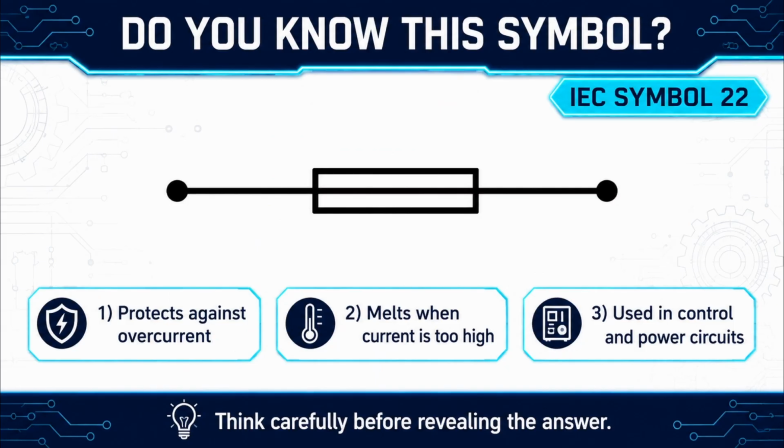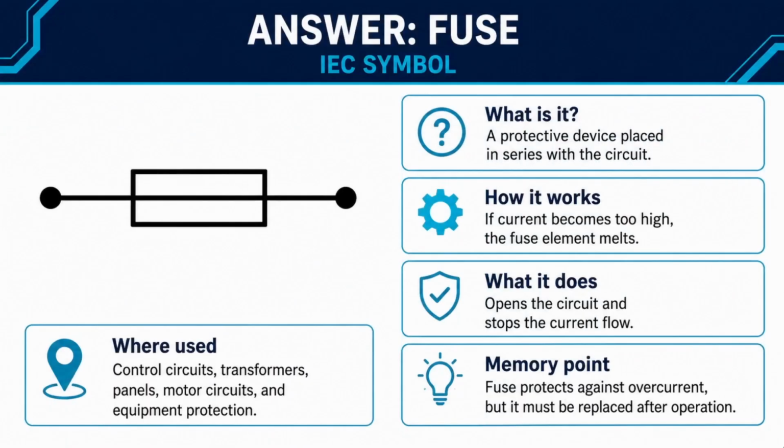Do you know what this electrical symbol represents? Here are some clues. It protects against overcurrent. It opens the circuit when current becomes too high, and it is widely used in control and power circuits. The answer is a fuse. A fuse is connected in series with the circuit. If excessive current flows, the fuse element heats up, melts, and opens the circuit to stop the current.